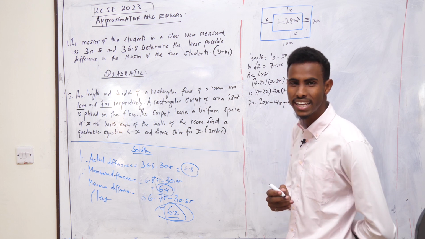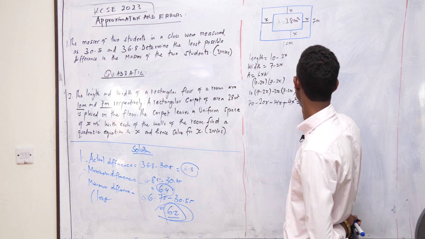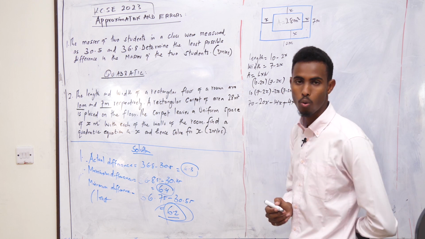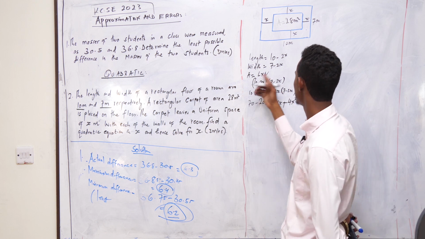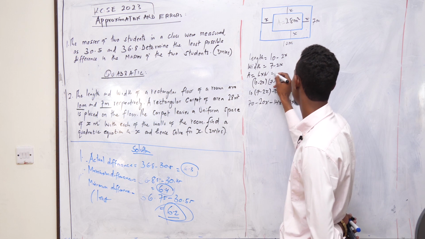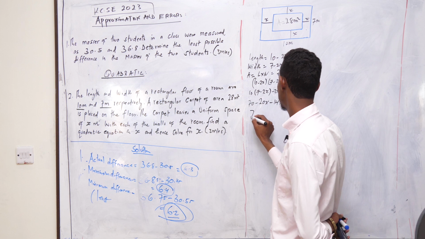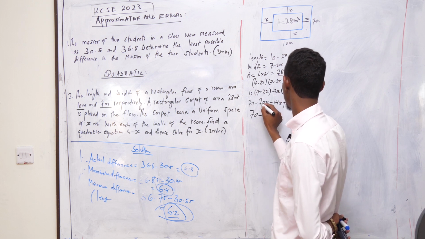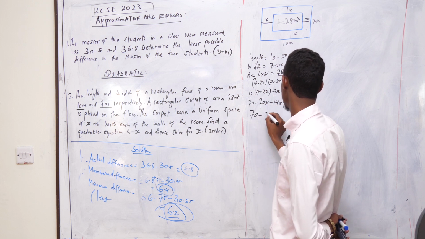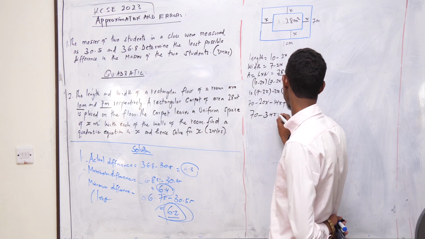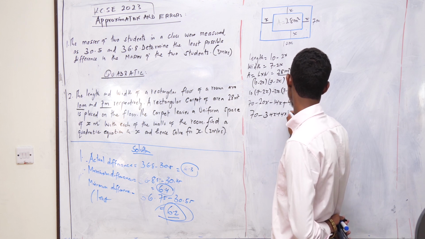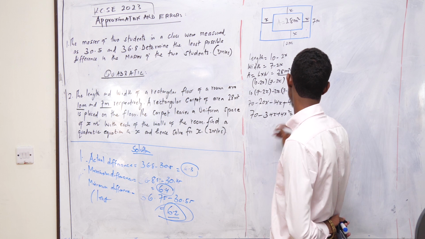Now, what was the area of the carpet? 28. That is very clear because length times width of the carpet will give us the area, which is 28 meters squared. Now, let's finish up. 70 minus 20x minus 14x, that is minus 34x, plus 4x squared is equal to 28.